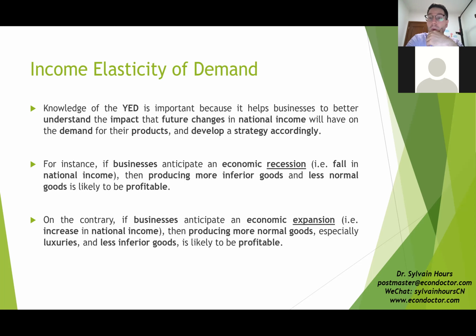There will be more people willing to purchase normal goods, or each of them is going to buy more normal goods. So if you are smart and if you want to make profit, it makes sense to produce more normal goods and perhaps less inferior goods whose demand is going to decrease, because if people have more income, they will purchase less inferior goods. So this is why this is relevant for business.